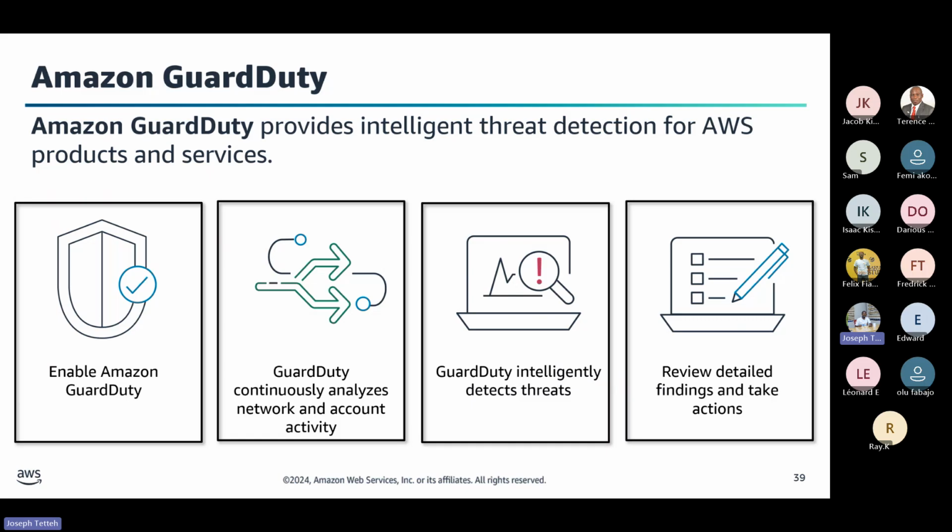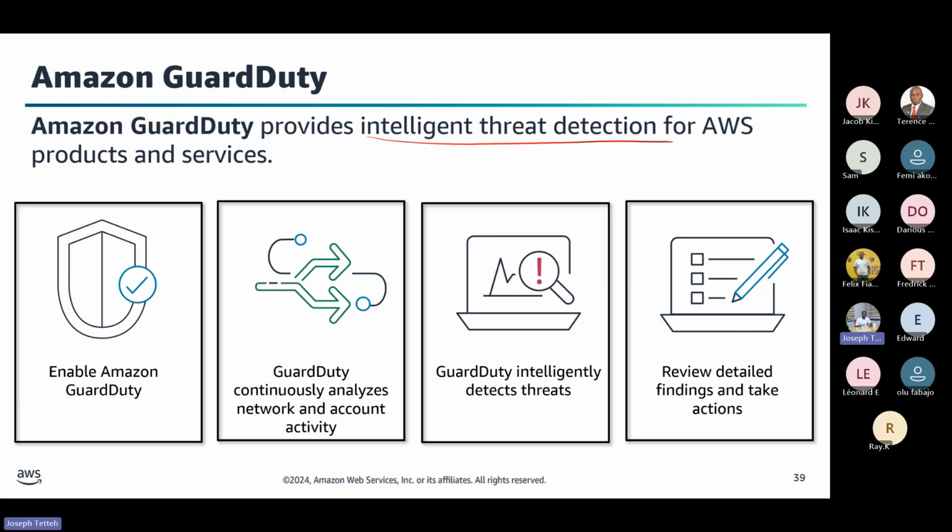Then we have another AWS service called GuardDuty. GuardDuty performs threat detection. What it does is that it scans our AWS account, okay? So it performs threat detection in our AWS resources and the infrastructure. It continually monitors the network activities and the account behavior, and then it can determine, okay, if there is a threat.